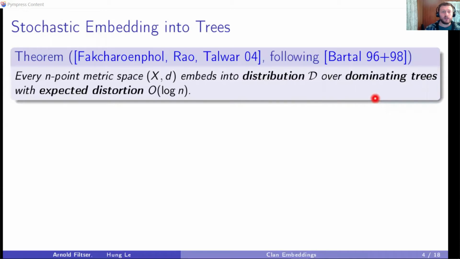As was shown by Fakcharoenphol, Rao and Talwar, improving some work of Bartal, this is a general phenomenon. Specifically, they showed that every n-point metric space embeds into a distribution over dominating trees with expected distortion log n.